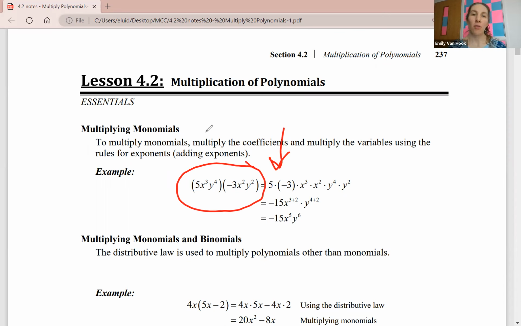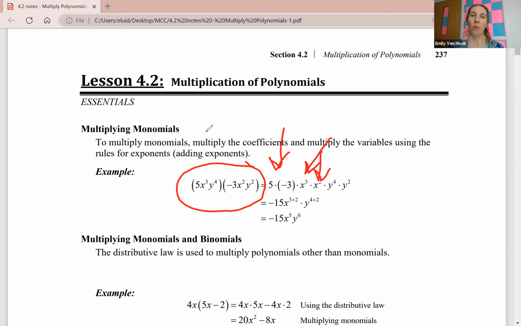And then for the variables that are the same, you'll use the product rule to add the exponents. For the x's, those exponents are 3 and 2, so we add those to get 5, so x to the 5th. And for the y's, y to the 4th times y squared, we would add 4 plus 2 and get 6. So we multiply the coefficients, add the exponents. That's what it's like to multiply monomials.